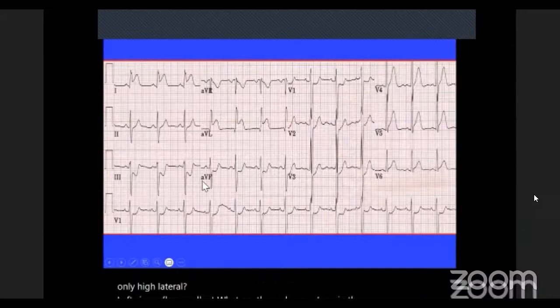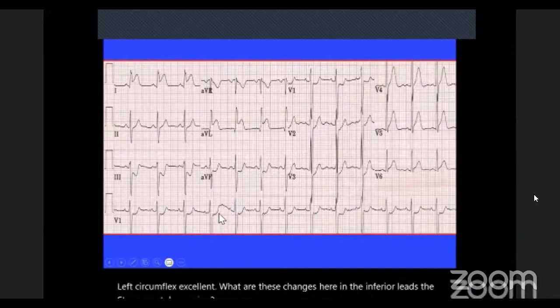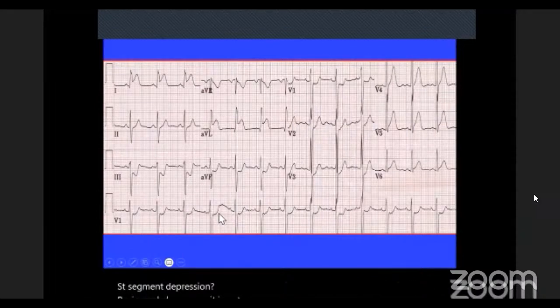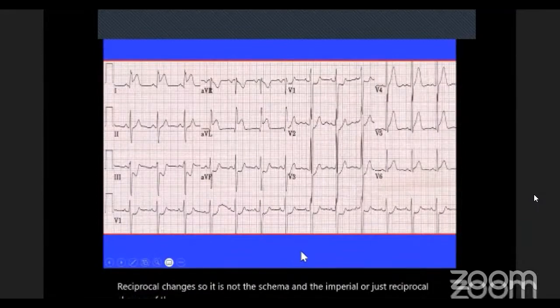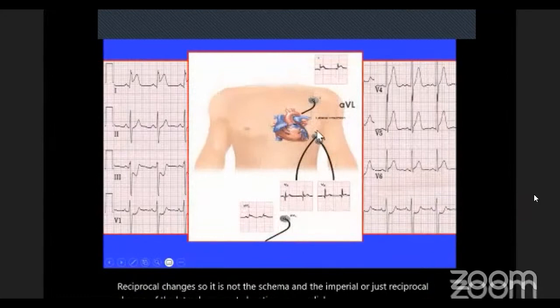What are these changes here in the inferior leads? The ST segment depression. Reciprocal changes. So it is not ischemia in the inferior wall, just reciprocal change of the lateral ST segment elevation myocardial infarction. Excellent. So again, leads 1 and AVL are high lateral, V5 and V6 are the lateral leads.